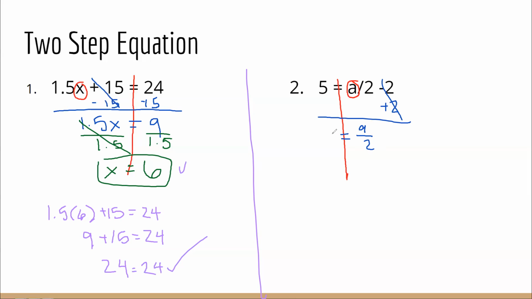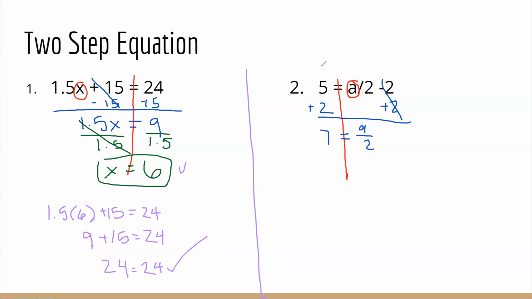On the left side, I can't just bring down that 5. I have to do what I did over on the right side. And so since I added 2 on the right, I have to add 2 on the left, which is going to give me a 7. Now it's down to a one-step equation.